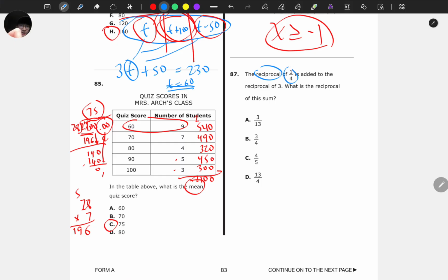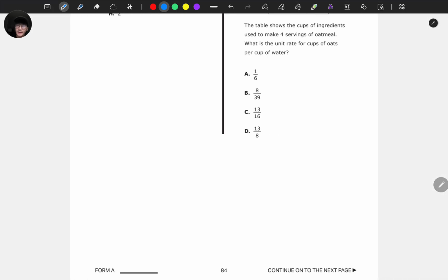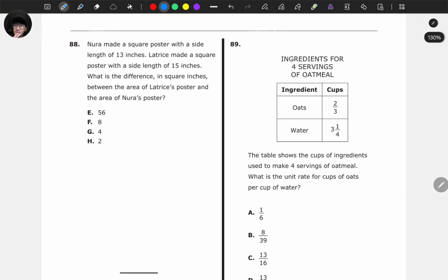So reciprocal of 1/4, what is that? So this thing is like saying 4. So 4 is added to the reciprocal of 3. What is that? So this is 1/3. So that means you're going to do 4 plus 1/3. Okay, and then you have to find the reciprocal of this sum. Well, 4 plus 1/3 is 4 and 1/3. Change that into an improper fraction. That's going to be 13 over 3. And you find the reciprocal of that is going to be 3 over 13. So that means it's got to be choice A. Okay, so here, let's continue. 88.